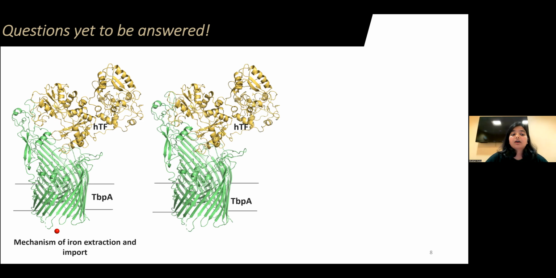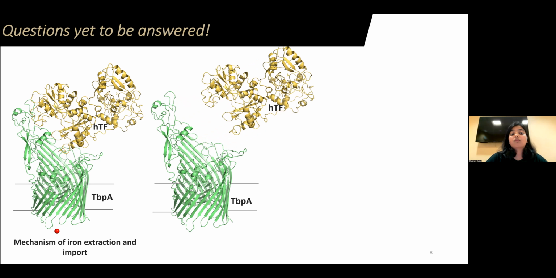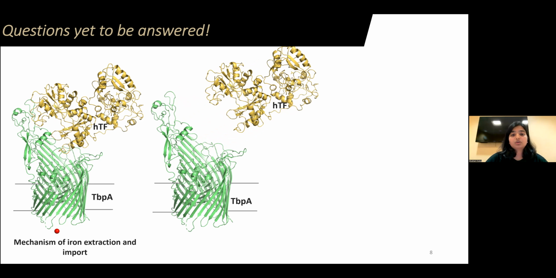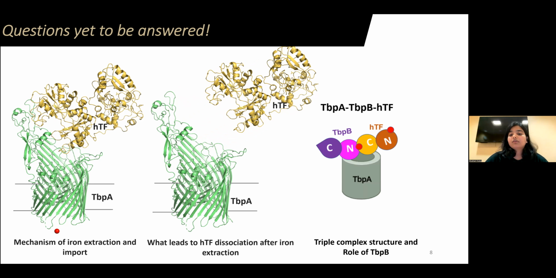Secondly, I showed you that TbpA interacts with the non-iron bound transferrin, and it has to interact with the iron bound transferrin in the first place to start the process of iron extraction. So if it is interacting with both forms of transferrin pretty easily, what leads to the dissociation of the transferrin once the iron extraction is done? That question was unanswered. And lastly, we know nothing at the molecular level about what happens when all three components are together, where TbpB, transferrin, and TbpA are all interacting with each other to perform the iron acquisition.